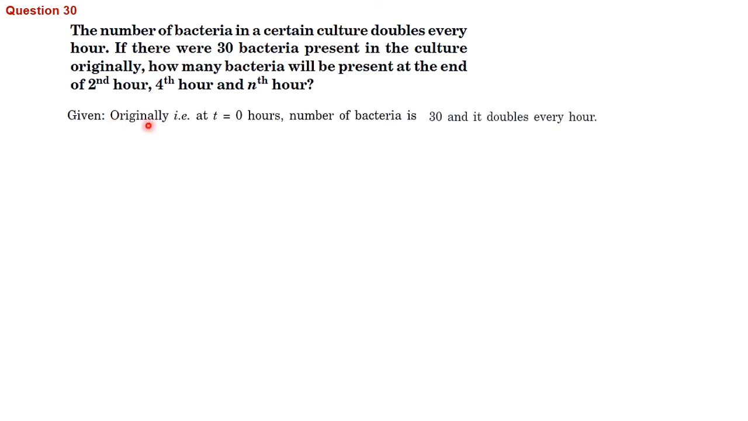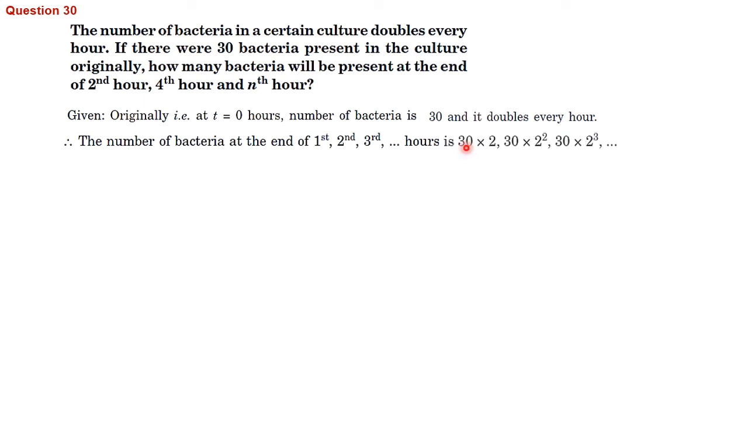So originally at t equal to 0, when the time is considered as 0 hours, the number of bacteria is 30 and it doubles every hour. That is the condition. At 0 hours, the initial time, the number of bacteria is 30. Then the number of bacteria at the end of the first, second and third hours: the first hour it becomes 30 into 2, it doubles, that is 60. Next it becomes 120, 60 doubles again means 120. Then we have to form a geometric progression. 120 we can write as 30 into 2 square.